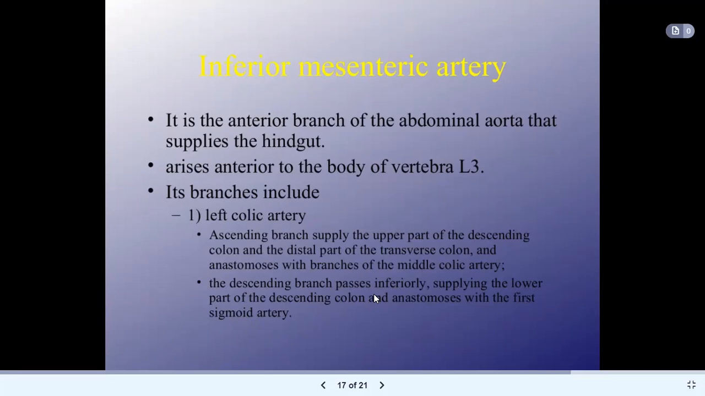So it means that the left colic artery supplies the upper part of the descending colon and the lower part of the descending colon also. After supplying upper part, it anastomoses with middle colic artery. And then after supplying lower parts of descending colon, it anastomoses with the first sigmoid artery.